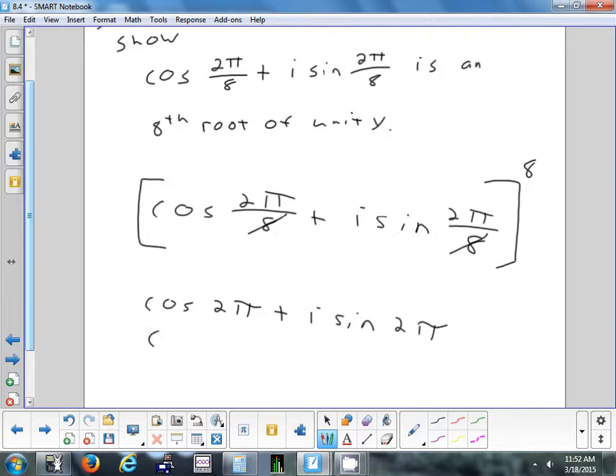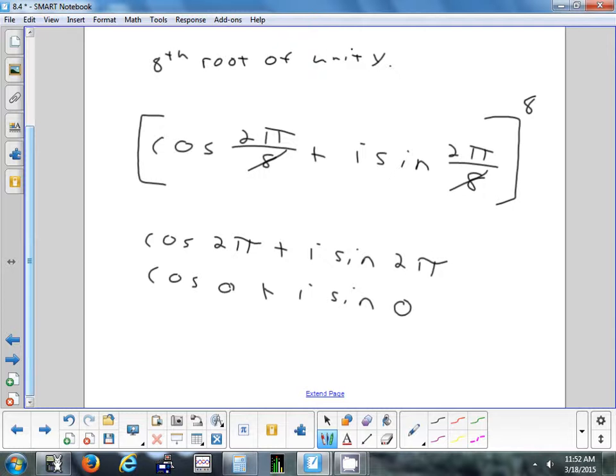Want to make it even easier? It's the cosine of 0, plus i sine 0. 2 pi is the same as 0. Okay, I'm doing this in radians. Cosine of 0 is 1. The sine of 0 is 0. i times 0 cancels out, and you get 1. So by raising this to the 8th power, you just proved that this is an 8th root of 1.